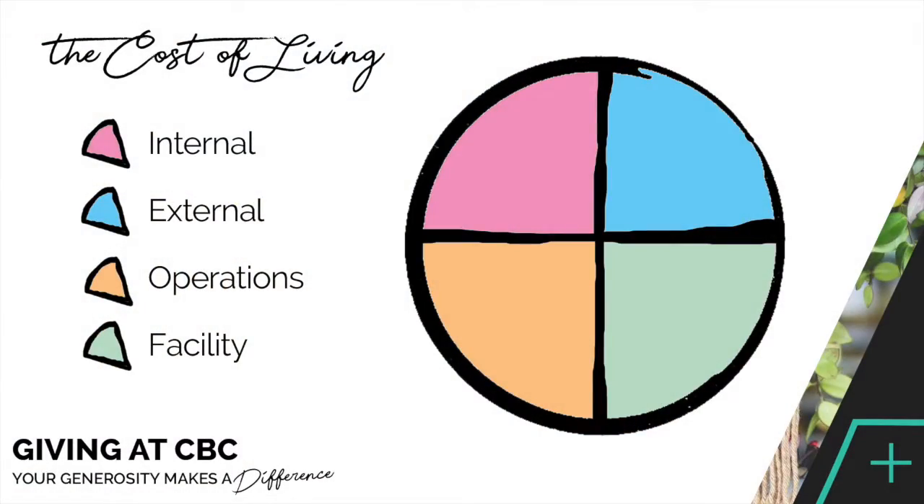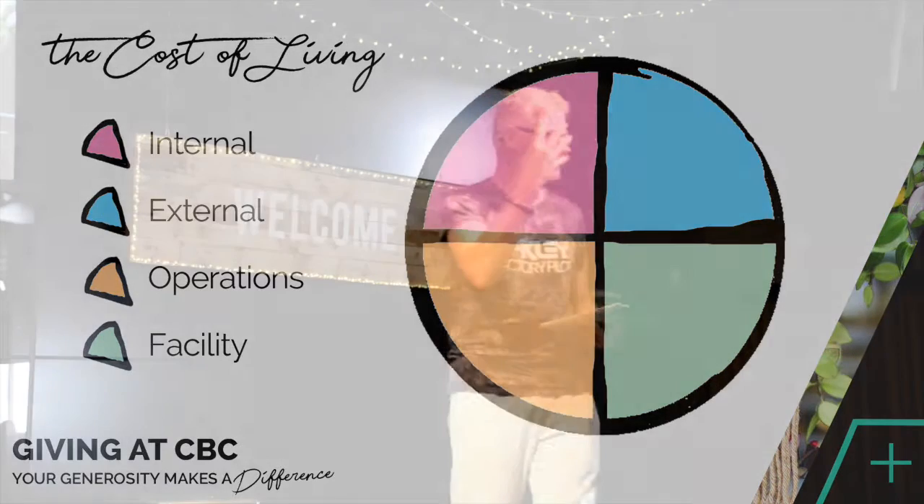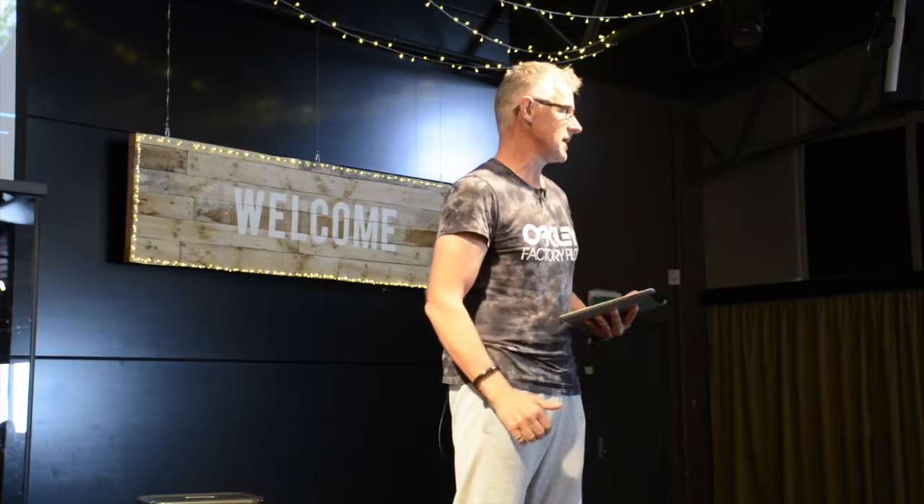So what he's really saying for the non-number people is that the cost of living is in these 4 areas. You can notice that my pie diagram is just evenly split, and I know that's not real, but for the sake of understanding, we have these 4 areas: internal, external, operations, and facility.